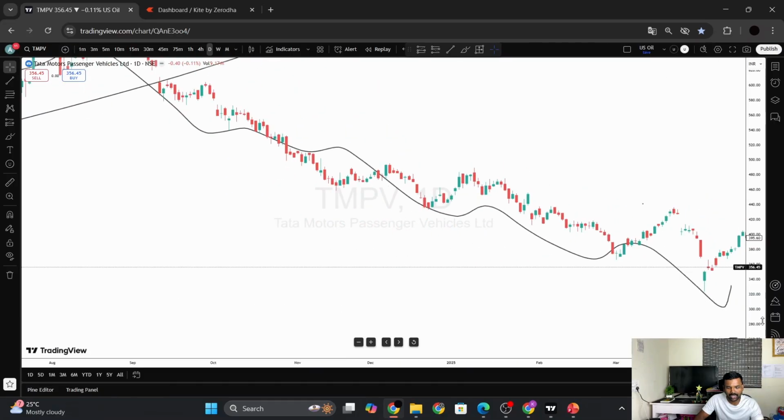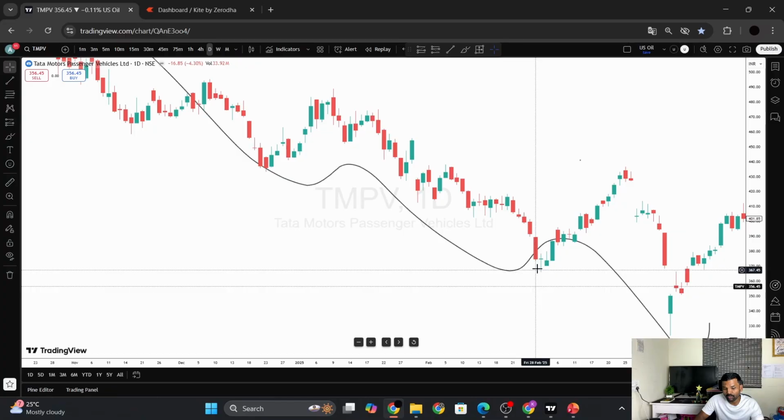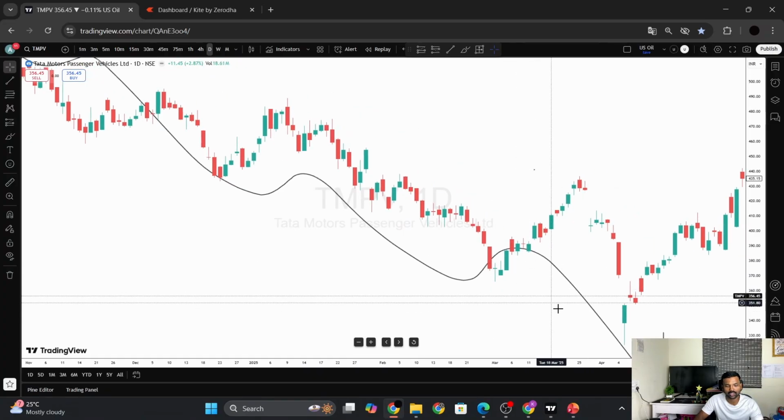And when that candle forms, what will happen next? The price will go up. The price will start to go up, but don't get confused, it should form at the bottom. So that is one thing.